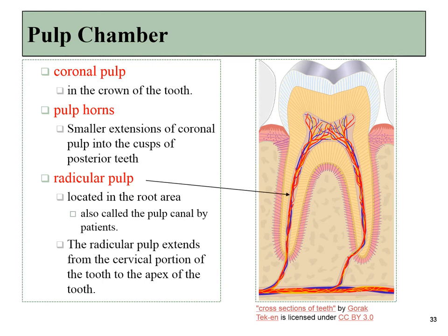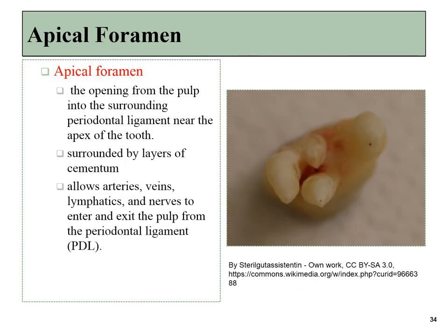Radicular pulp is found in the roots, and it extends all the way to the apical foramen. The apical foramen is the exit. This forms around blood vessels, nerves, and lymphatic vessels and periodontal ligament. The overlying dentin and cementum are forming after those other structures.